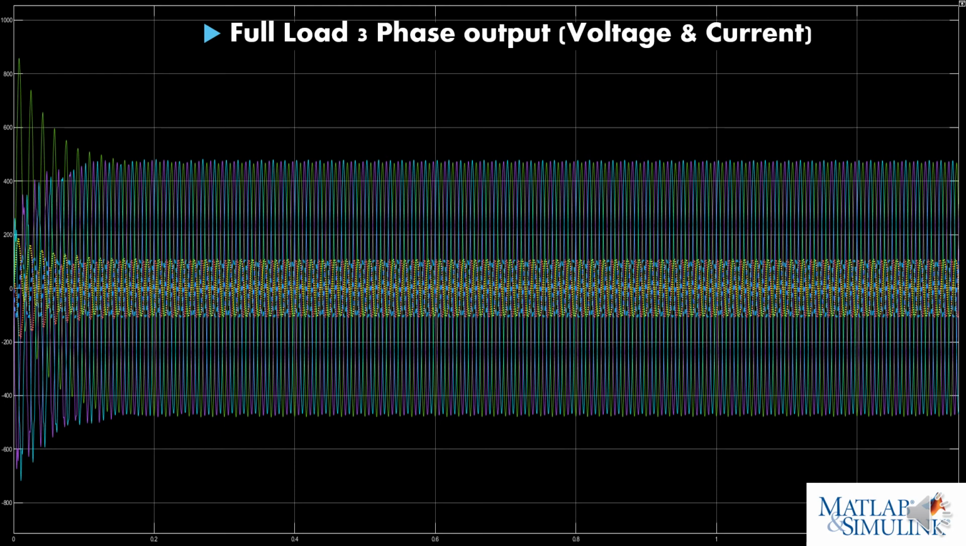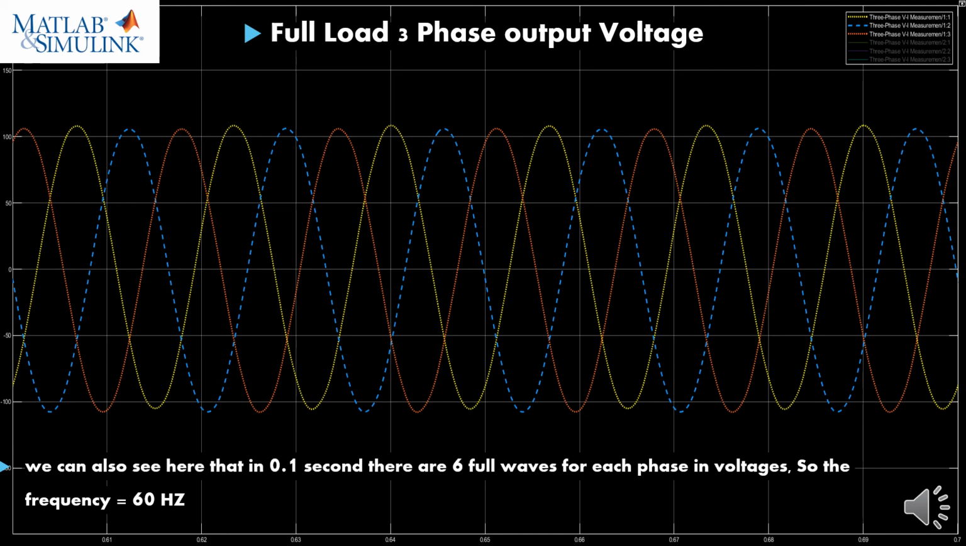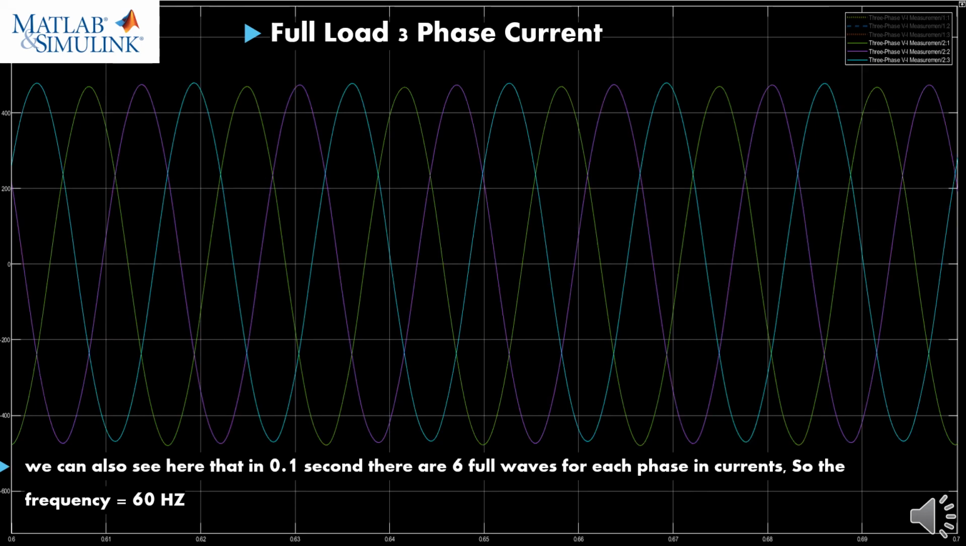In this slide, we will find the full load three-phase output voltage and currents. Also here we can find the full load three-phase output of only voltage. For every phase we can find that in 0.1 second we have 6 full waves for each phase. So the frequency also on the load side is 60 Hz. We can use the transformer to step up or step down this voltage. The same here for the full load three-phase currents.